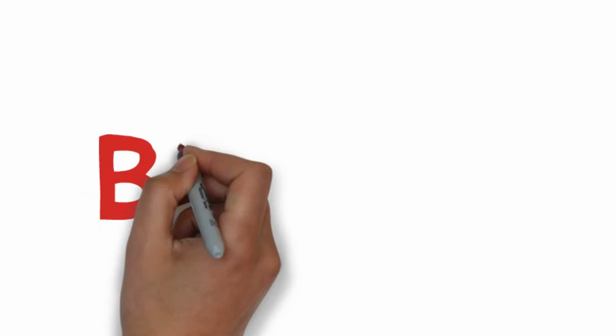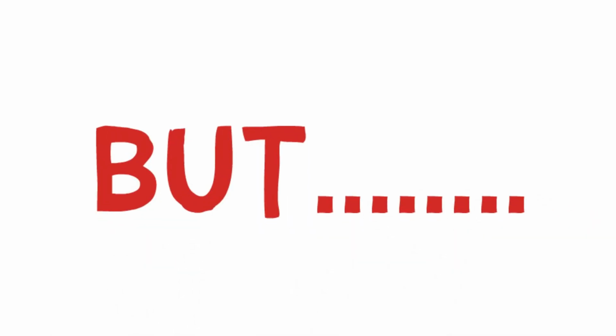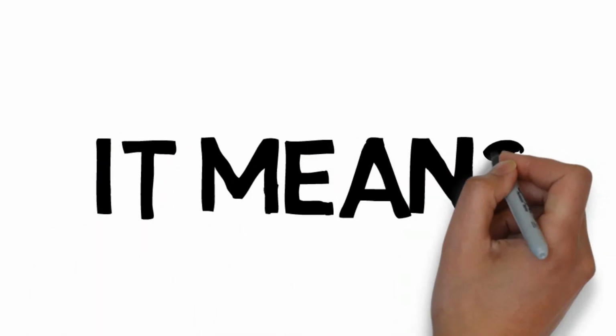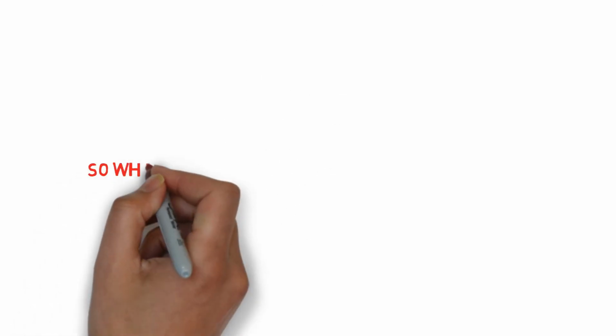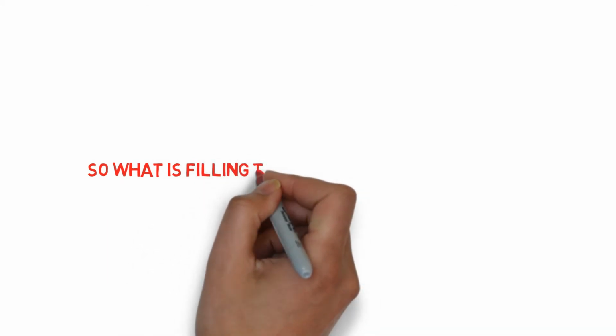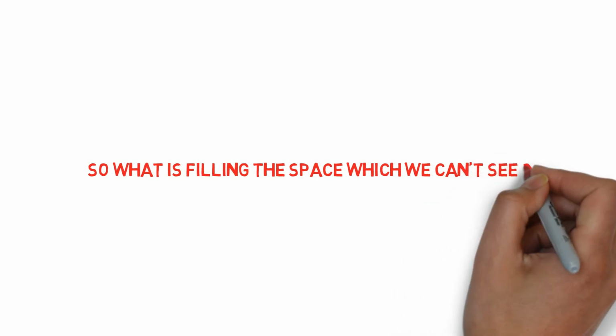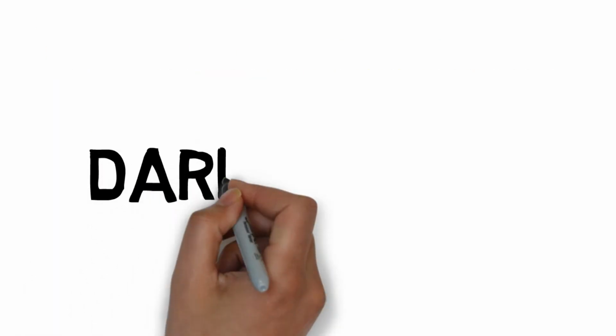But they found the stars in both locations travel at the same speed and velocity. It means a spiral galaxy is less like a spiral, more like a wheel. So, what is filling the space which we can't see? The answer is dark matter, which we can't see.